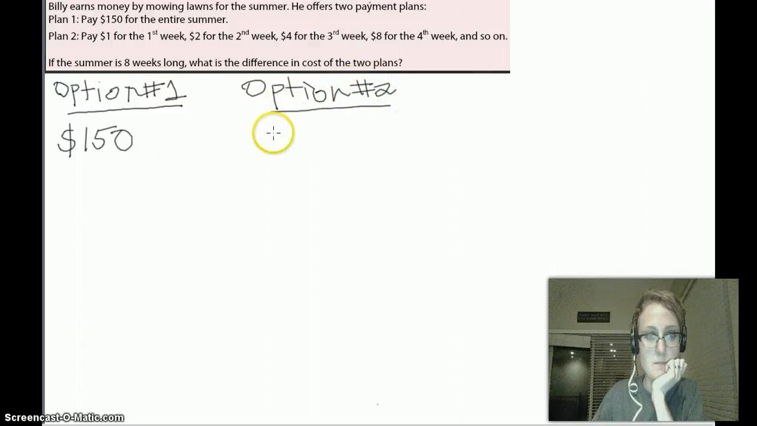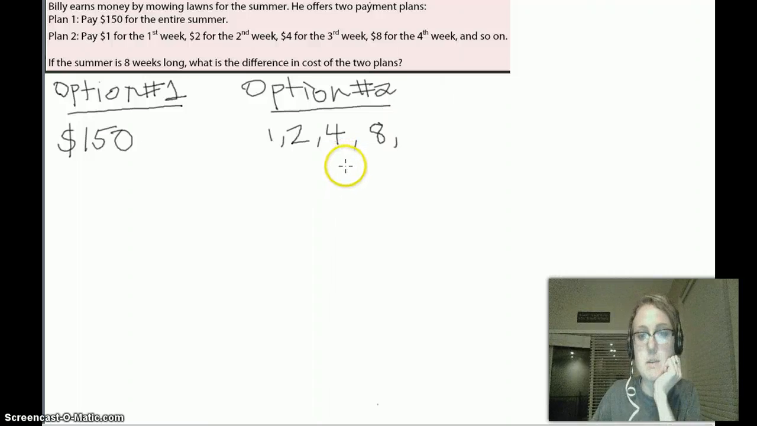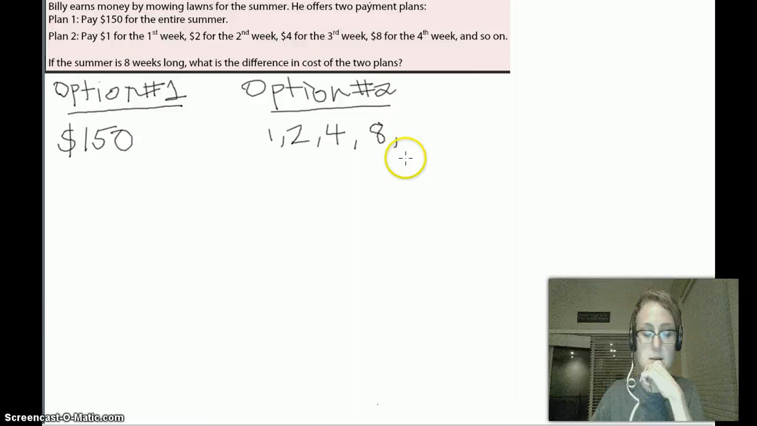would be to pay, let's see, for 8 weeks. Let's write our list. We have pay $1 for the first week, $2 for the second week, $4 for the third week, 8 for the fourth. For the fifth, we have to ask ourselves, how much is the fifth week going to cost? In order to know that, we just have to pick up on the pattern here, don't we? The pattern is that each number is doubling. We're multiplying by 2. So the fifth week is going to be 16 bucks.